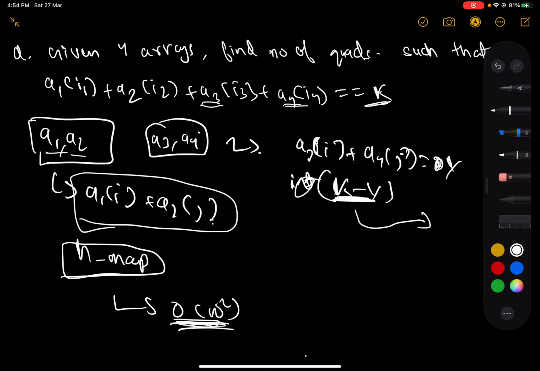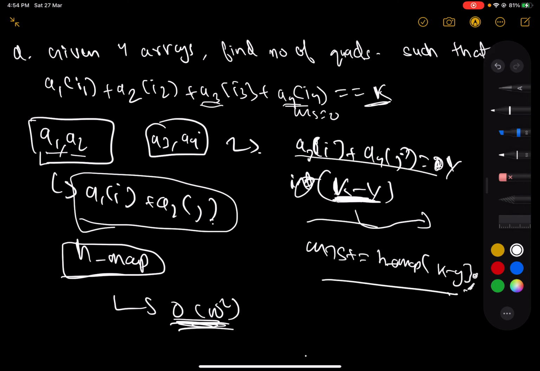You go into the hash map and find the frequency, the number of occurrences of the value k minus y. If it's not present in the hash map, then the answer is 0. Otherwise, you already know the answer, and you can update the final answer by that value. Let's say the final answer is 0, you will update it by answer plus equals hash map of k minus y. The runtime complexity for this part is also O of n square. So the total time complexity comes down to O of n square.